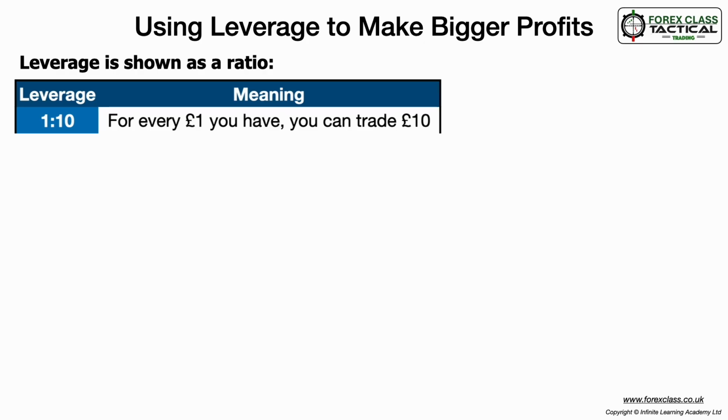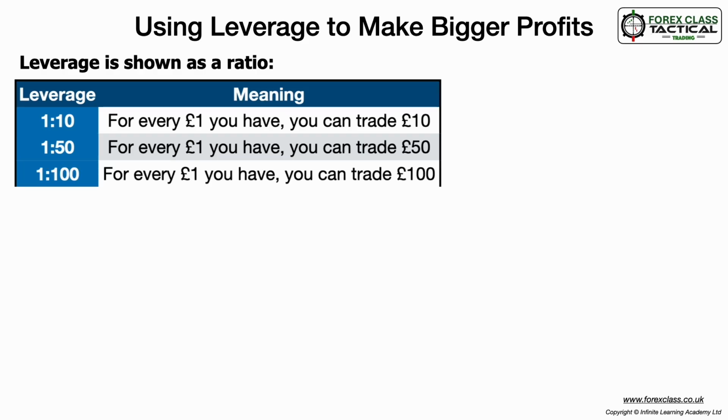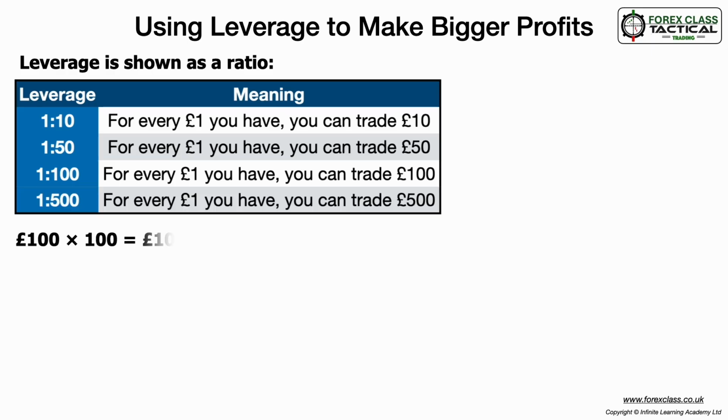With 1 to 50, for every pound you have, you can trade £50. And with 1 to 100, for every pound you have, you can trade £100. So, if you have £100 and you use 1 to 100 leverage, you're controlling a £10,000 trade size.